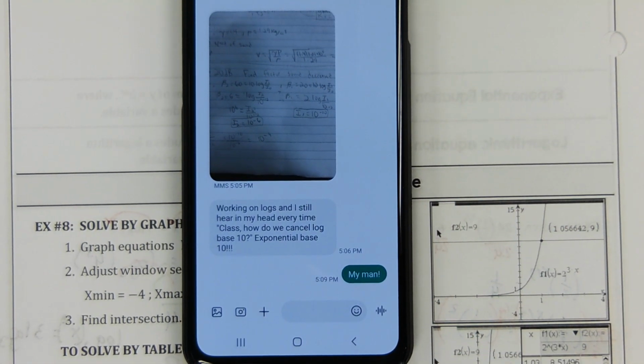He says, working on logs, and I still hear in my head every time, class, how do we cancel log base 10? And the answer is exponential base 10.